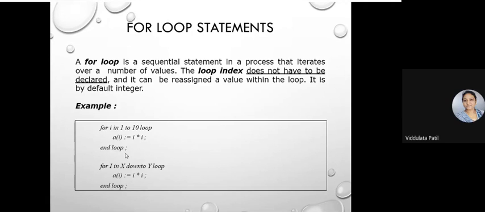How many times will this loop iterate? 10 times. Yes, it will be iterated 10 times. And when the value of I becomes 10, what will happen? It will end. So that means each time it will calculate the values of this A of I. Then another loop you can have is for I in x down to y. So here the range of this I is x down to y, loop, and then A of I is calculated as I into I, and then end of loop.